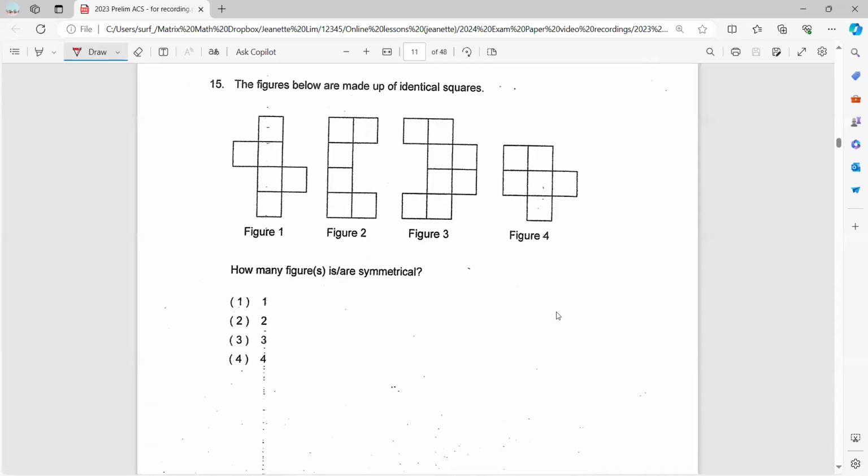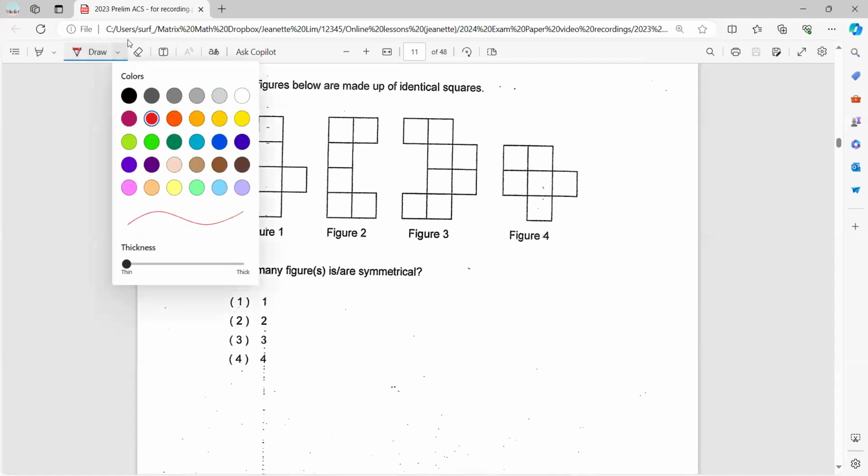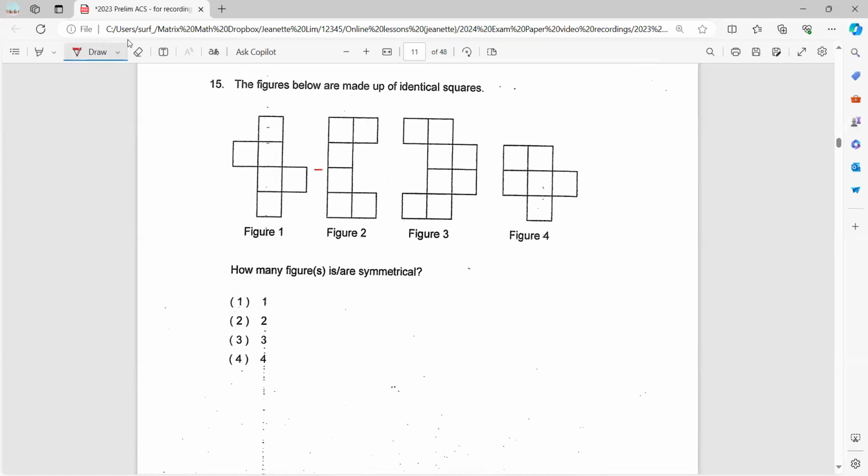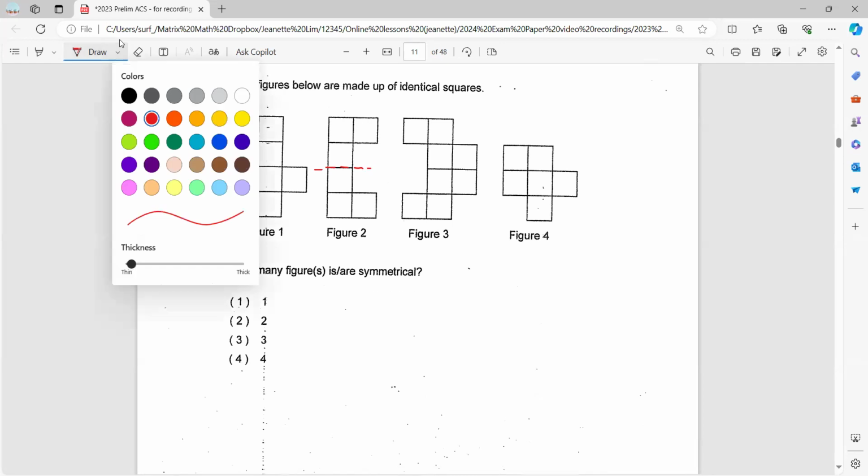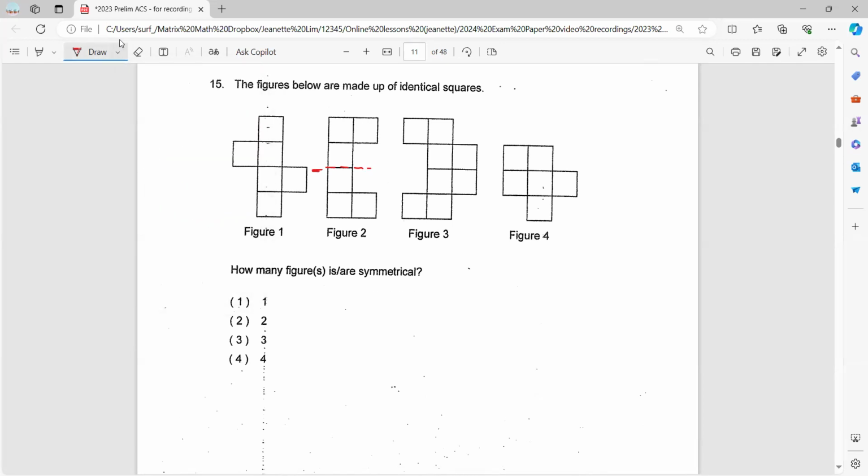Question 5, figures below are made up of identical squares. How many of them are symmetrical? First one, diagonal, no. Or vertical, no. Horizontal, no. Next one, yes. Then next one also, yes, there's a symmetrical line. Then next one, yes, also a diagonal symmetrical line. So 3 of them.